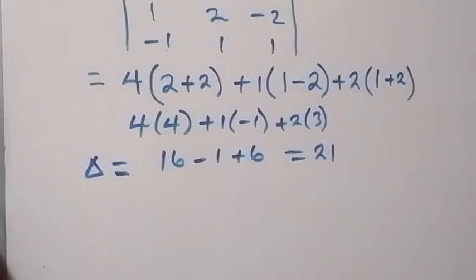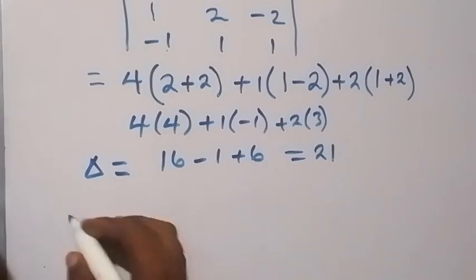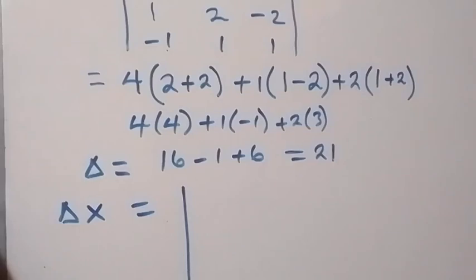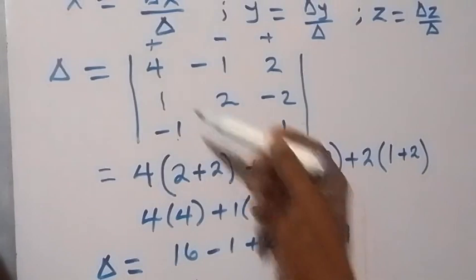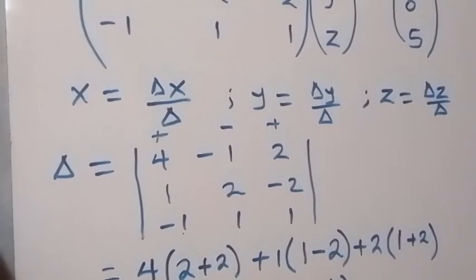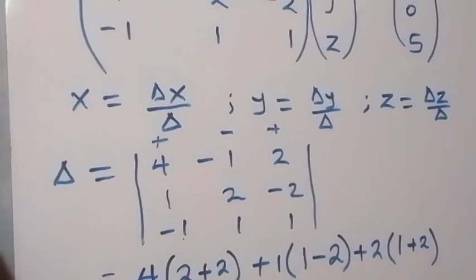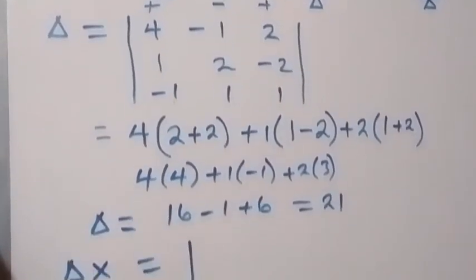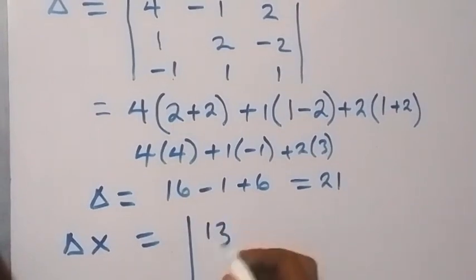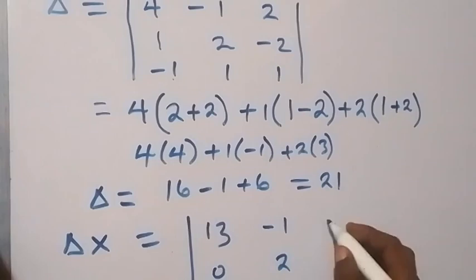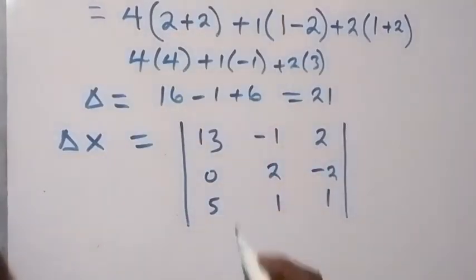And now we can find the determinant with respect to x, which is delta x. Let's find delta x first. We still use this determinant, but now we remove the first column and replace it with the constants. Because the first column stands for x, let's remove that and substitute it with the constants, and this will become 13, 0, 5. Then we have minus 1, 2, 1. Then we have 2, minus 2, 1.